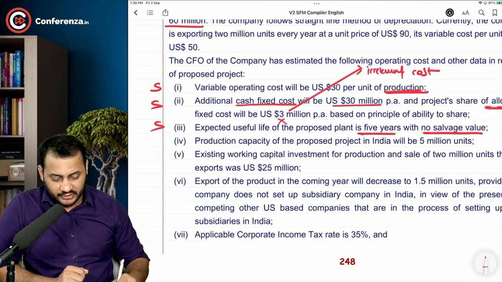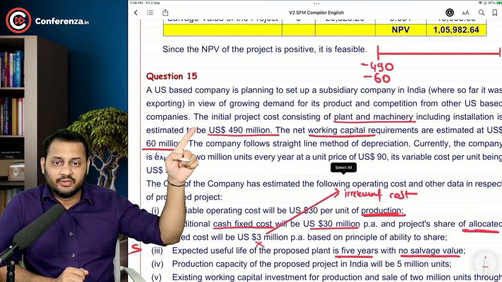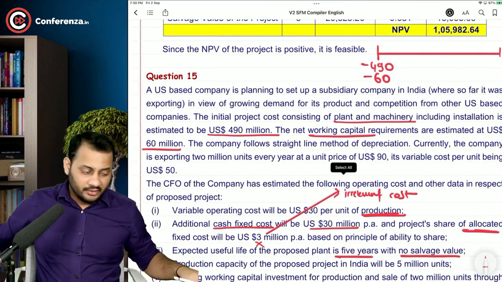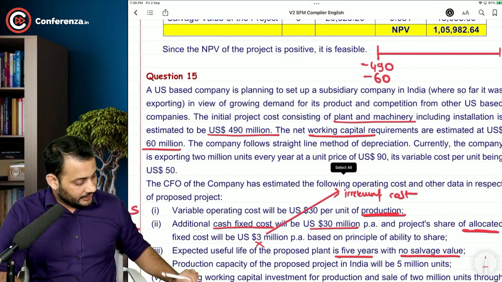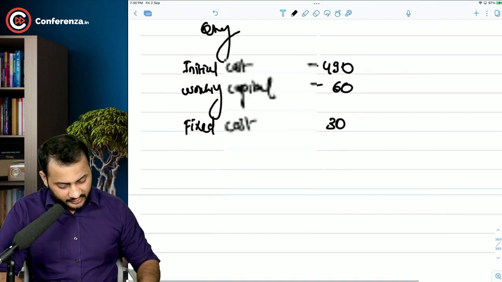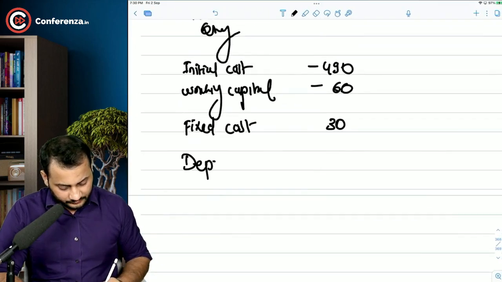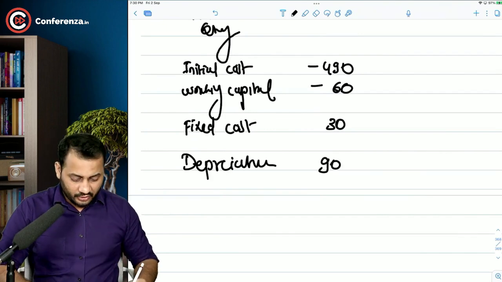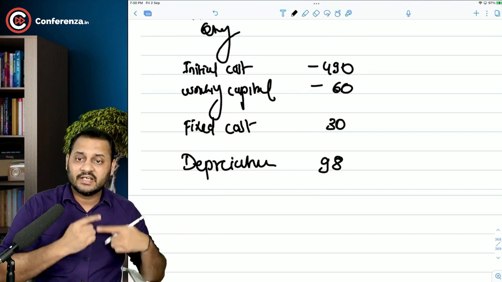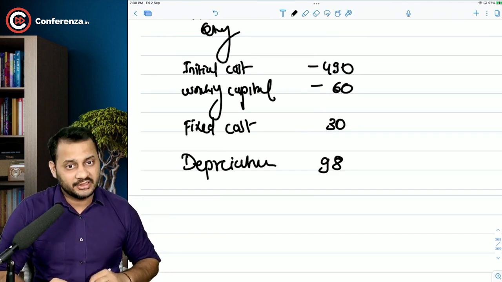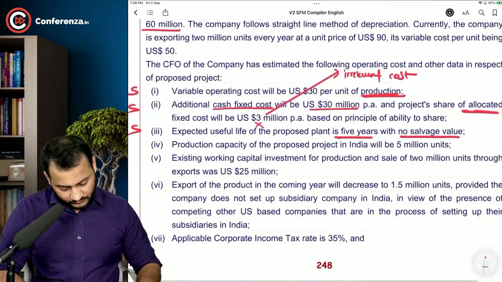So this is also related to the subsidiary. If the salvage value is nothing, that means 490 divided by 5 will be the depreciation. So every year the depreciation will be 98. This is not cash flow. Tax saving on depreciation will be a cash flow.